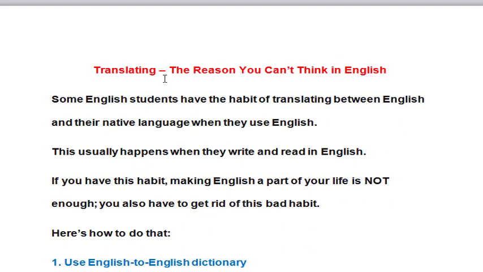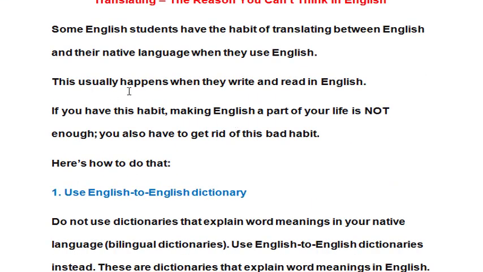Translating. The reason you can't think in English. Some English students have that habit of translating between English and their native language when they use English. This usually happens when they write and read in English.